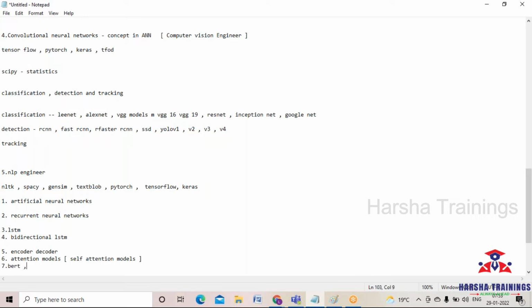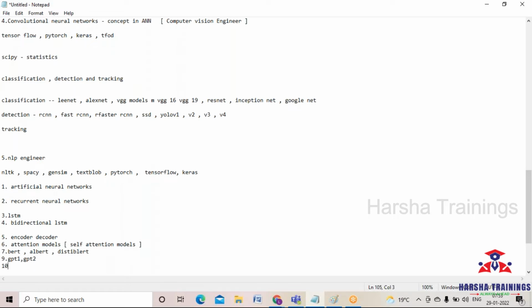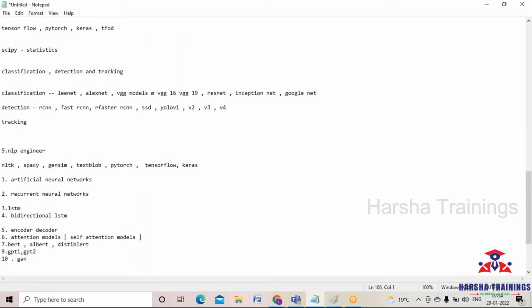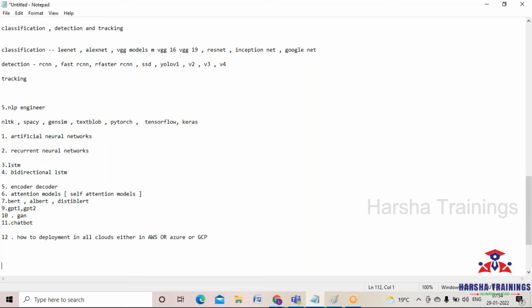Next BERT models. In BERT you will see ALBERT, DistilBERT, all these algorithms. Next coming to GPT-1, GPT-2, and another one is GAN models. All these things you will see in NLP and chatbots. After doing this, you should know how to deploy in all the clouds, either AWS or Azure or GCP. So this is the NLP engineer role.